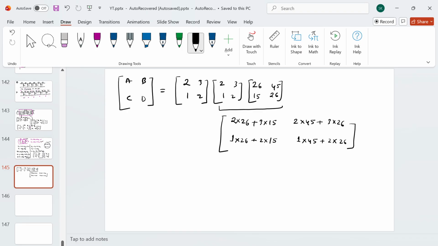2 into 26 plus 3 into 15 will get 97. 2 into 45 plus 3 into 26, 168. 1 into 26 plus 2 into 15, 56. 45 plus 2 into 26, 97. See, A and D is same, right? So 97 square minus 168 into 56. So you'll get 1.